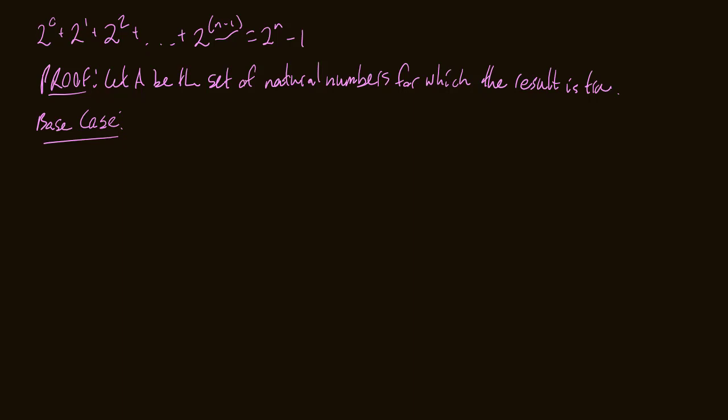Clearly, 2 to the 0 is equal to 2 to the first minus 1, which is equal to 1. So 1 is in A. There we go. That's our base case.